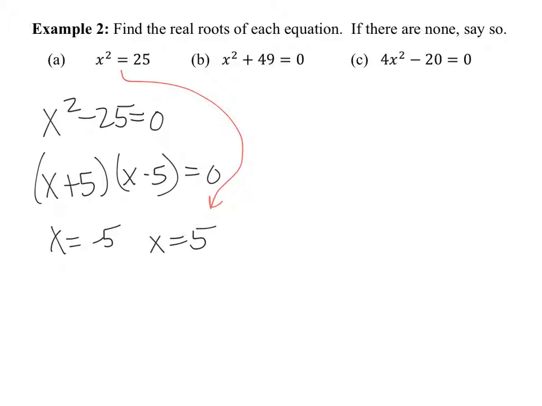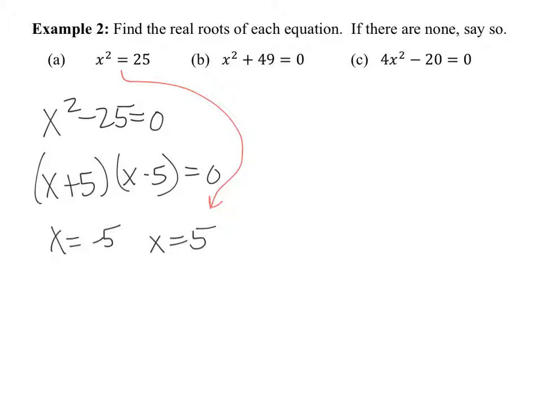Positive and negative 7. So that means that this factors into x plus 7, x minus 7, if that's true. But that's a plus sign. It's not a minus sign. Remember, difference of squares right here factors into this. There's no such thing as sum of squares, unfortunately.